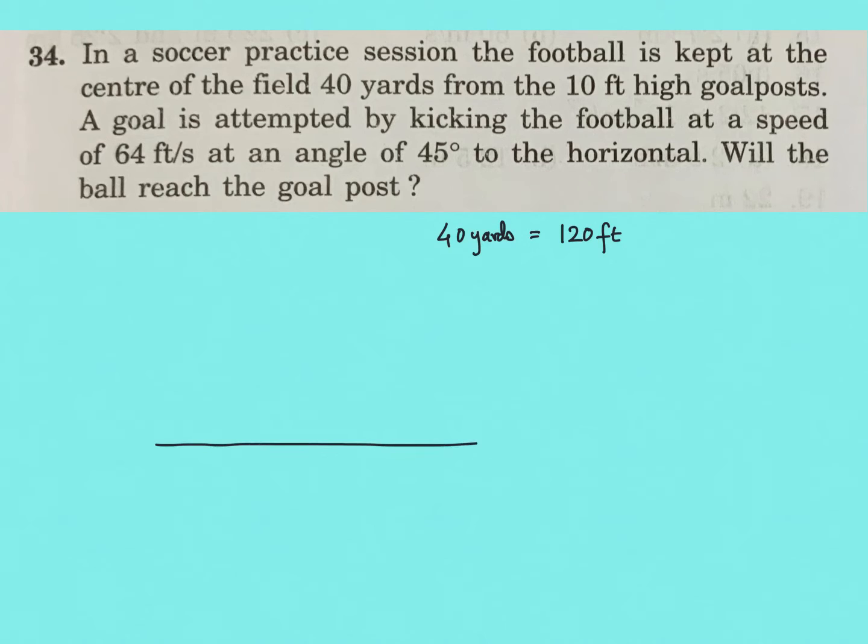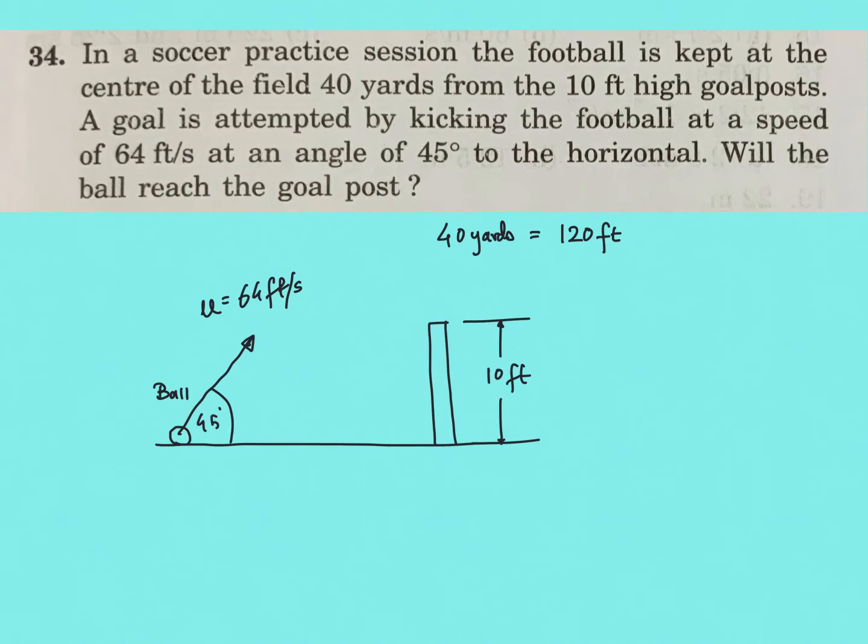So, here is a goal post. This one is a goal post. It's 10 feet high. Okay, now the ball is at the center. Now the goal is attempted by kicking the football at a speed u equal to 64 feet per second at an angle 45 degrees with horizontal. Will the ball reach the goal?